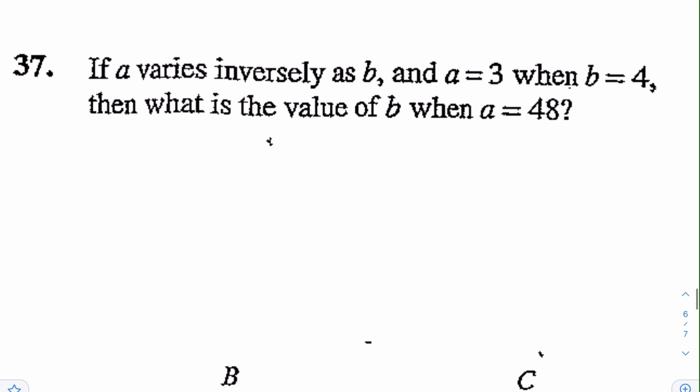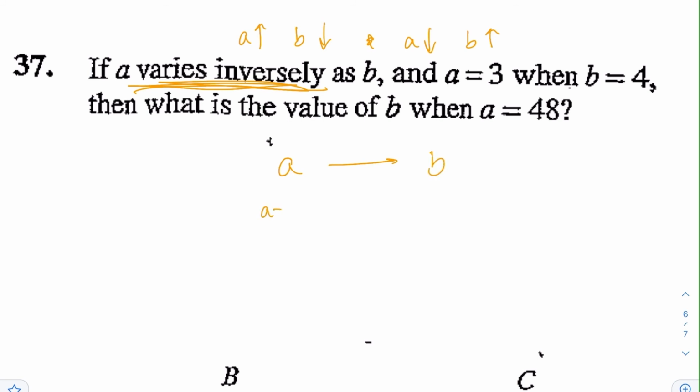Next, for number 37, if A varies inversely as B, when A is equal to 3, B is equal to 4. What's the value of B when A is equal to 48? So varies inversely means opposite. So if A increases, B will decrease, and vice versa. If A decreases, B would increase. So here, it's not a direct relationship. You can't use a proportion here.